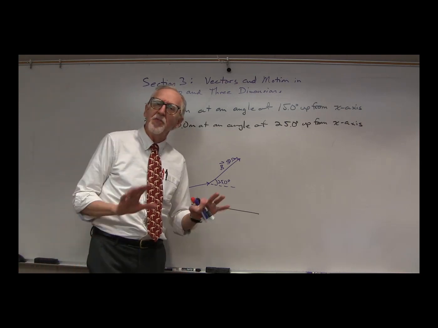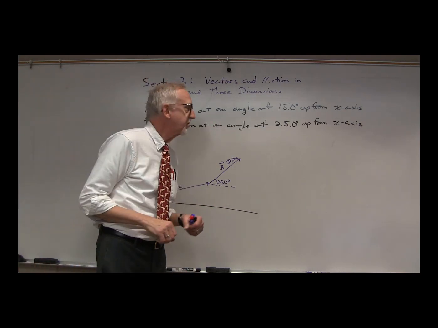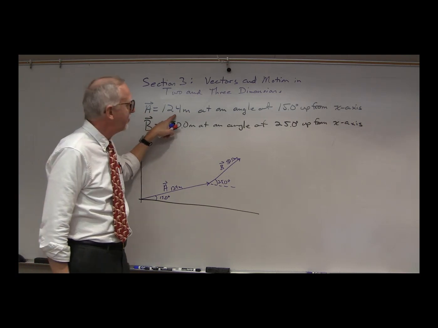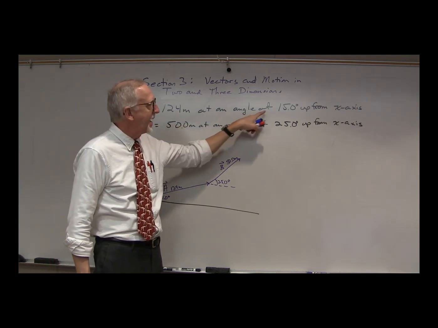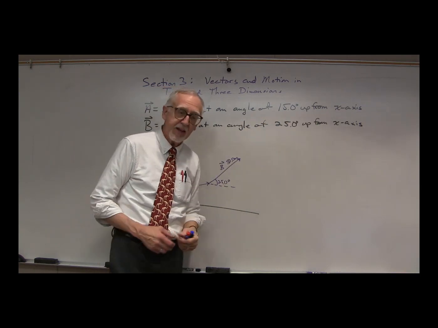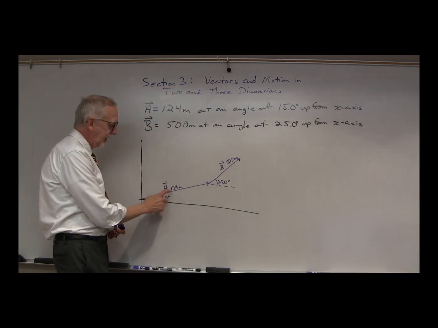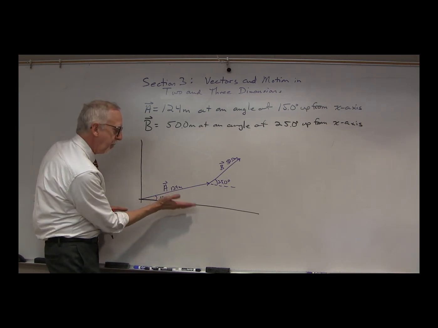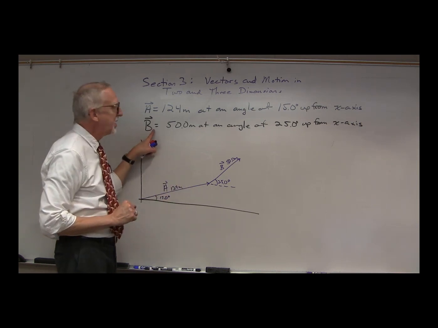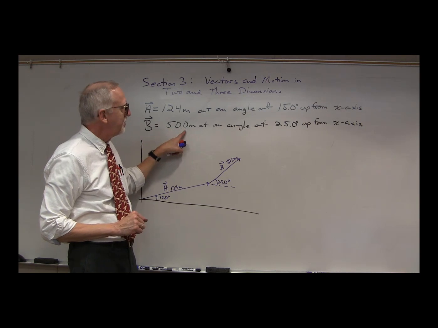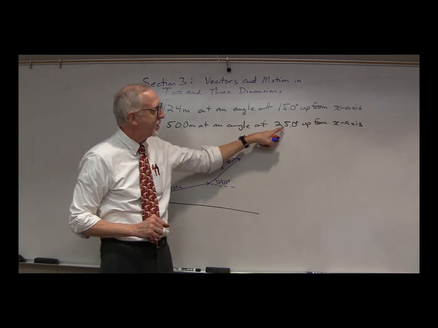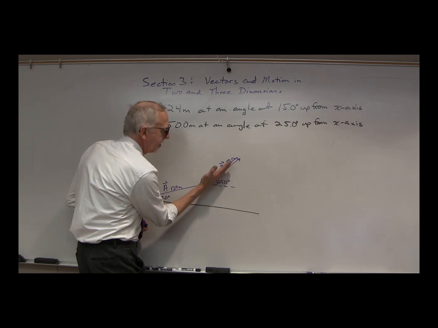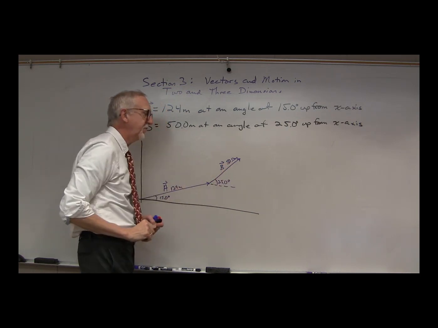So let's imagine we've got these two general vectors. Let's say vector A, which has a magnitude of 124 meters and is at an angle of 15 degrees up from the x-axis. So I've drawn A here, 125 meters long and 15 degrees up from the x-axis. And then another vector B, which is 50 meters long and at an angle of 25 degrees up from the x-axis. So here's B, 25 degrees up and a magnitude of 50 meters.